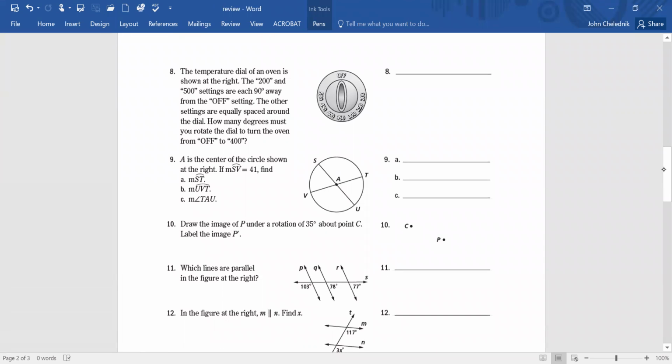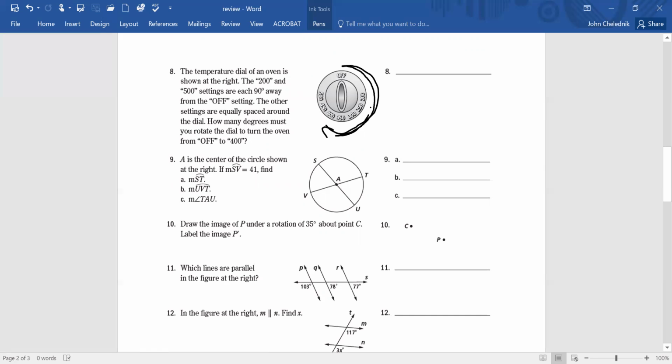Number 8, the temperature dial of an oven is shown at the right. The 200 and 500 settings are each 90 degrees away from the off setting. The other settings are equally spaced around the dial. How many degrees must you rotate the dial to turn the oven from off to 400? Well, let's see. I guess when you turn this dial, you'd probably have to turn it this way. I don't think you'd be able to turn it the other way. Of course, you'll get a different answer if you turn it the other way. We'll just assume that you have to turn it this way.